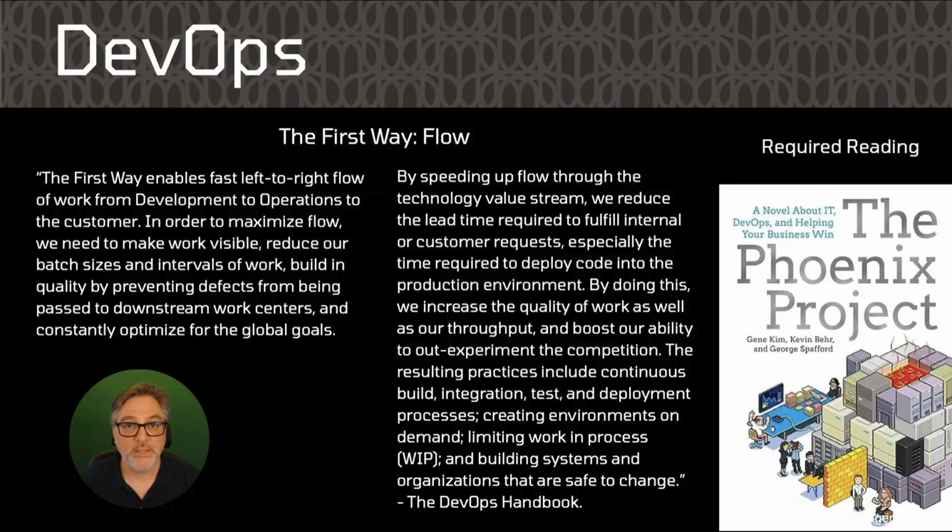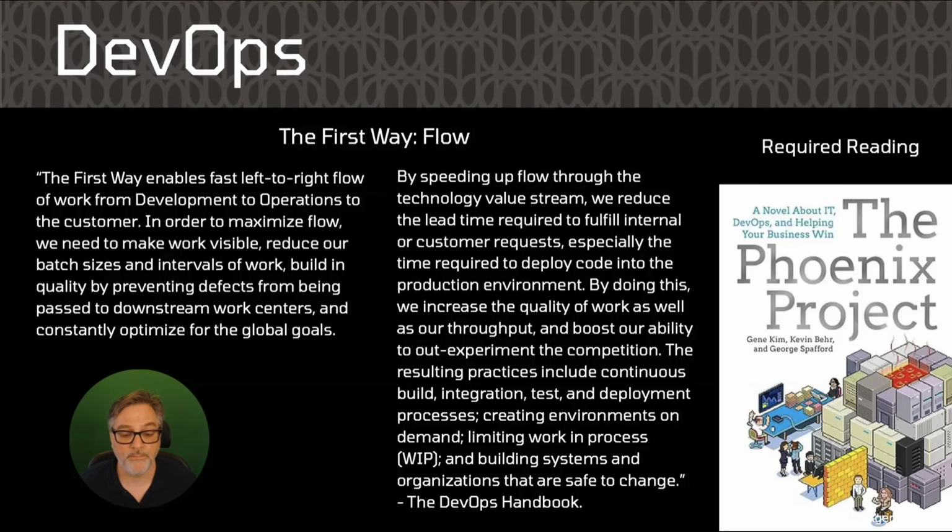The resulting practices include continuous build, integration, test, and deployment processes. We'll talk about all of those steps later. Creating environments on demand. This is the idea behind infrastructure as code. Limiting work in progress, WIP. They talk about that a lot in the Phoenix Project. It's essentially what's being worked on at any given time. When you have too much happening all at once, it becomes unwieldy. When you reduce that batch size and all of that, you're able to work more efficiently and get things done quicker. And last but not least, building systems and organizations that are safe to change.